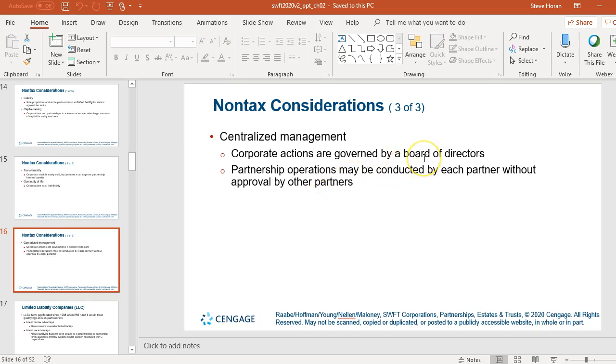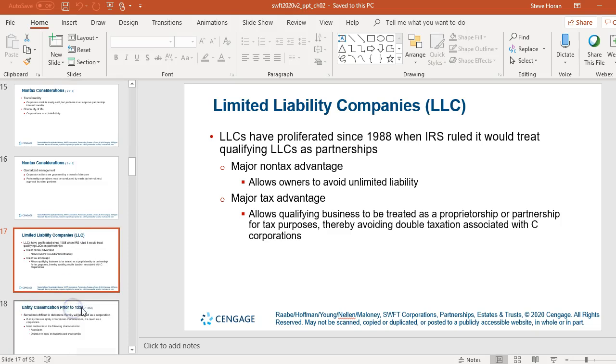Corporations have a board of directors, which is good and bad. Like centralized management can be good. Partnership operations are basically just, each partner is doing their thing under the umbrella of the partnership agreement, but we don't have a centralized board that we have to run everything through.